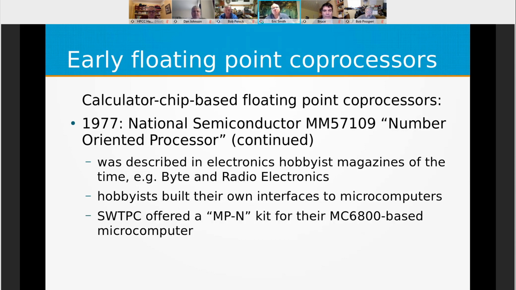The other thing about the 57109, as compared to some of the others, is that electronic hobby magazines ran articles about it, including Radio Electronics and Byte. And so hobbyists built some of their own interfaces to this chip, either based on information in those articles or just designing it from the data sheet. And Southwest Technical Products, which was an early pioneer of 6800-based microcomputers, offered a kit that plugged into the backplane of their microcomputer and had this chip. And they also had some software to help use it.